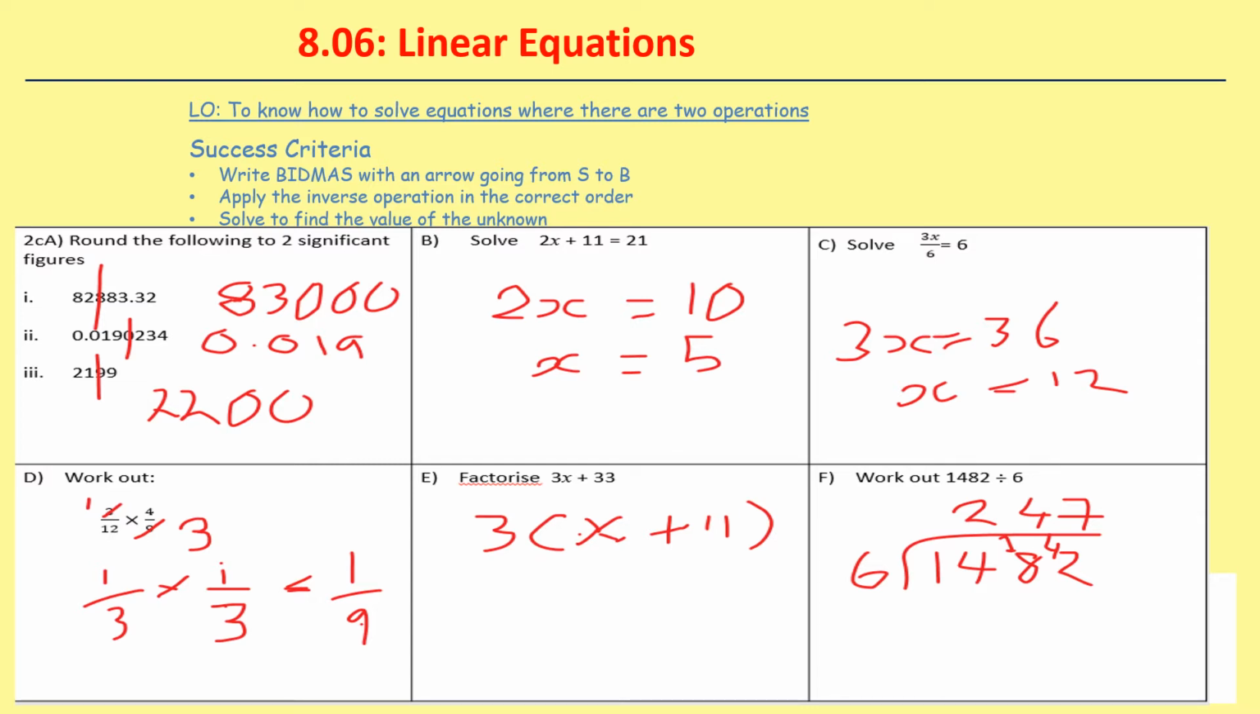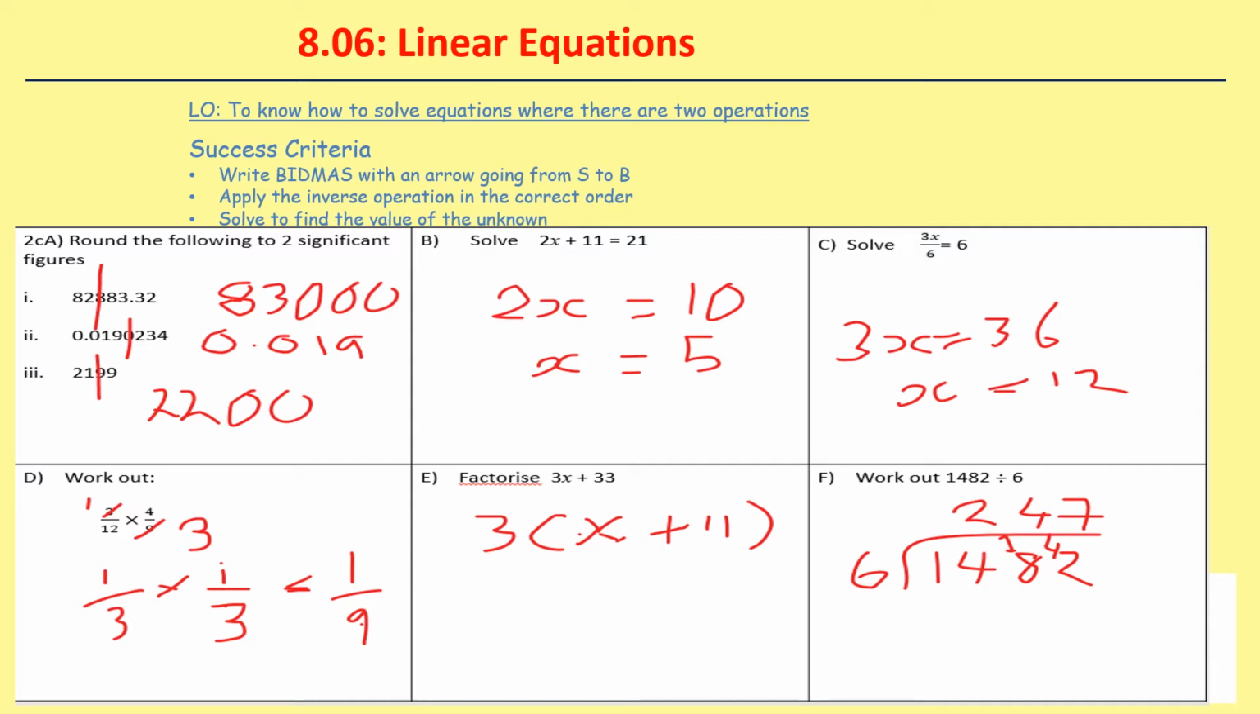Round 82,883.32, so that rounds to 83,000. The next one is 0.019, and because they're all decimal numbers we don't need the rest of the numbers. And part 3 is 2,200.